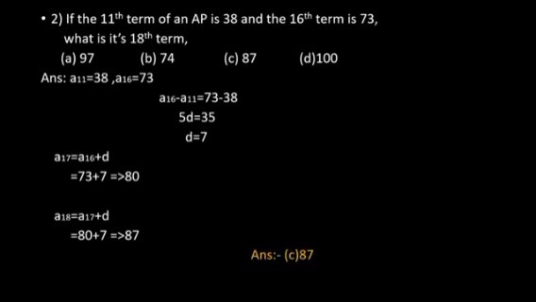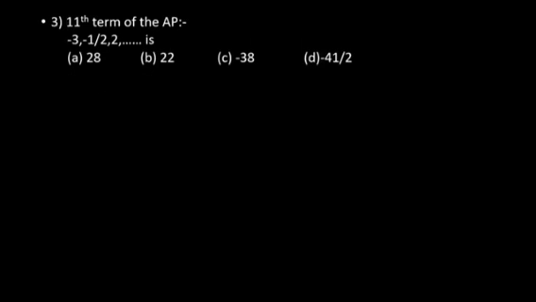Third one: 11th term of the AP minus 3, minus 1 by 2, 2, etc. is. The options are 28, 22, minus 38, minus 41 by 2. Here they said we need to find the 11th term, and here we have a series: minus 3, minus 1 by 2, 2. So based on that we can easily find A and D. So let's find out that. First term we have minus 3.